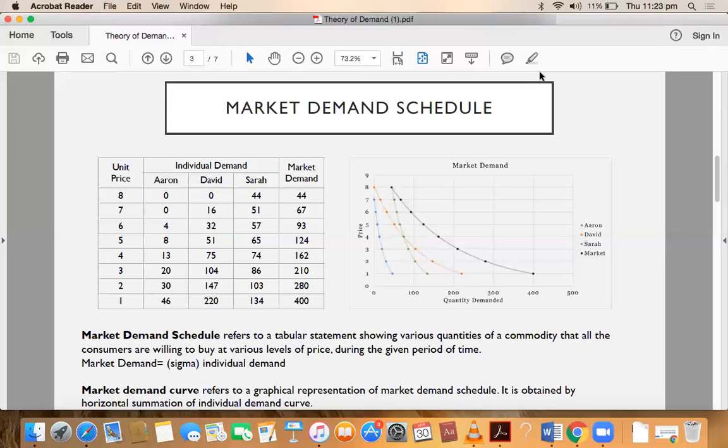Now just see the meaning of the market demand curve. Market demand curve refers to a graphical representation of market demand schedule. It is obtained by horizontal summation of individual demand curves. Students, this is what we are going to do today.